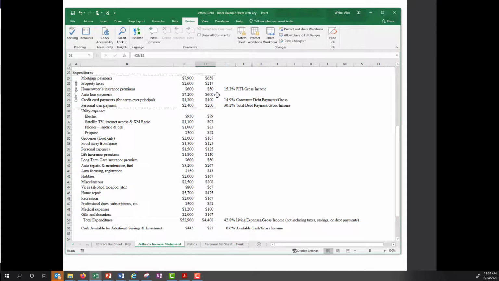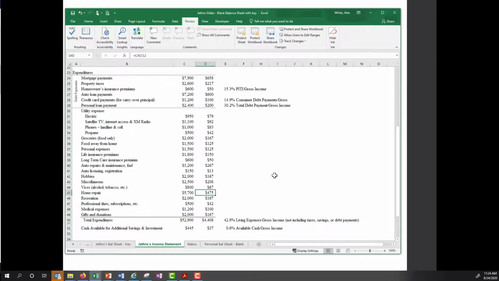Otherwise, as we scroll down here, we can see that home repair is a large number for Jethro. From a financial planner standpoint, I'd be asking, does this mean you're spending $475 on average per month on home repairs, or are you renovating your house and you had some one-time expenses? So we can ask some questions, get deeper in that, and see how he's actually spending that money.